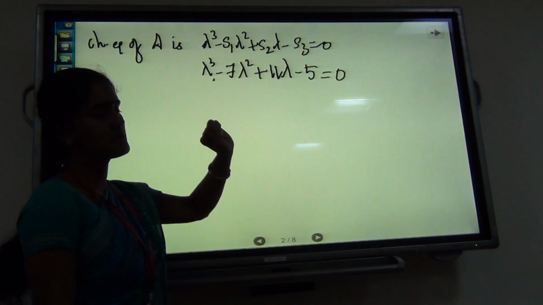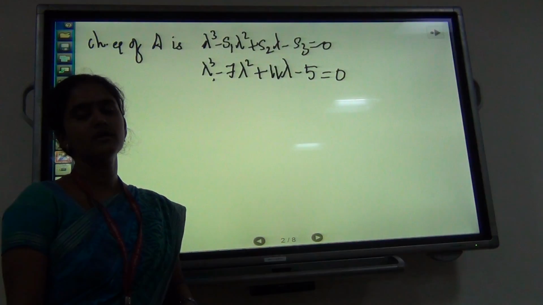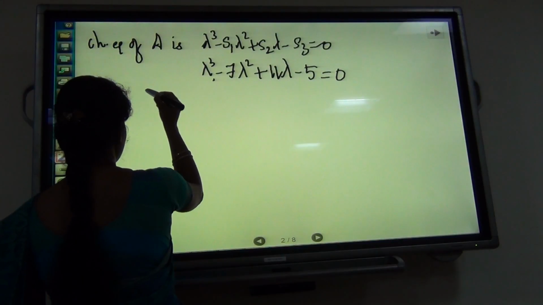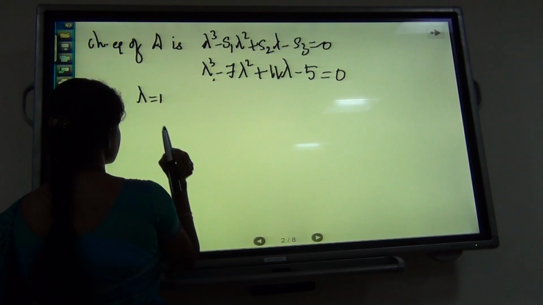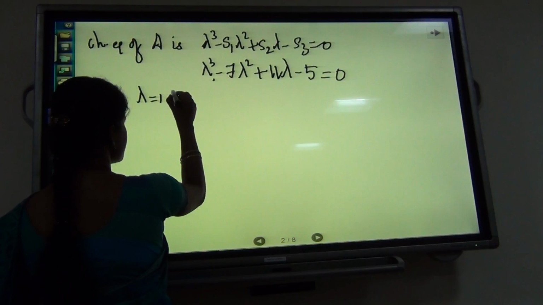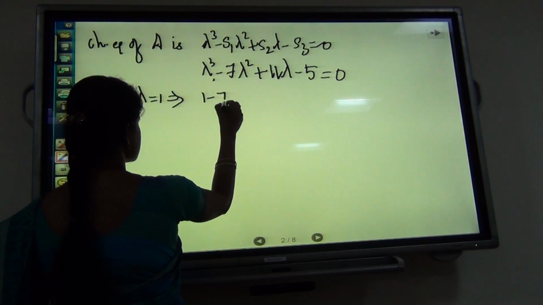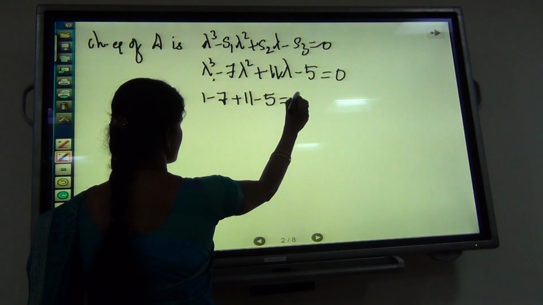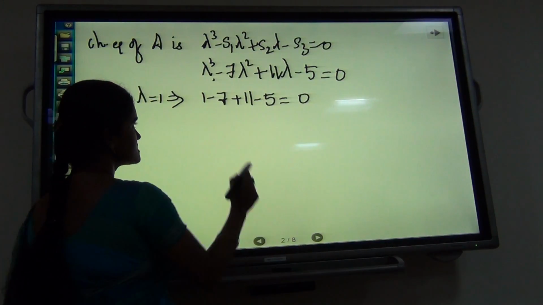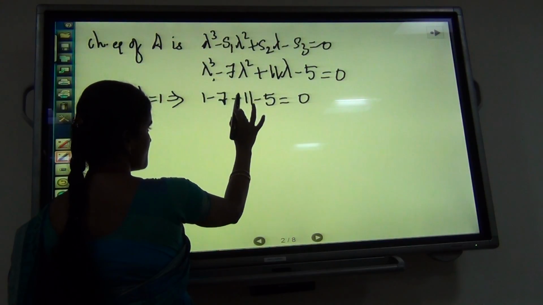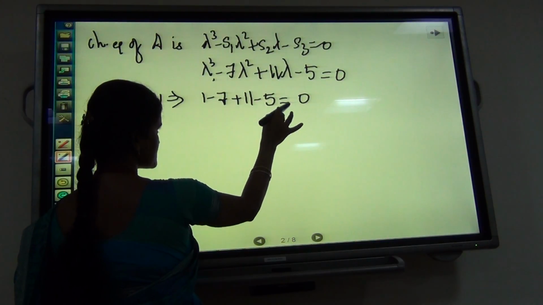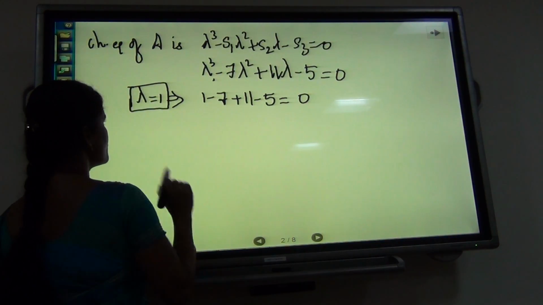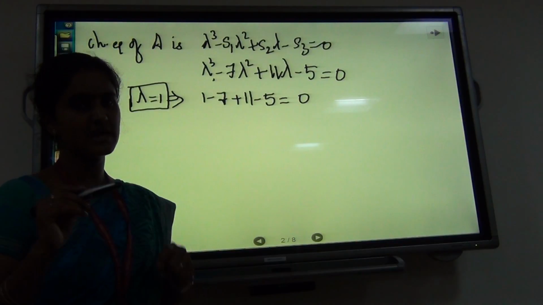Being a cubic equation, the first root you have to find through trial and error method or by synthetic division. So let us try some values for lambda. Why don't we try with 1? As we try with 1, you get 1 minus 7 plus 11 minus 5 is equal to 0. So 1 minus 7 is minus 6, plus 11 you get plus 5, minus 5 is equal to 0. So lambda equal to 1 is one of the roots of the equation, or one of the eigenvalues.